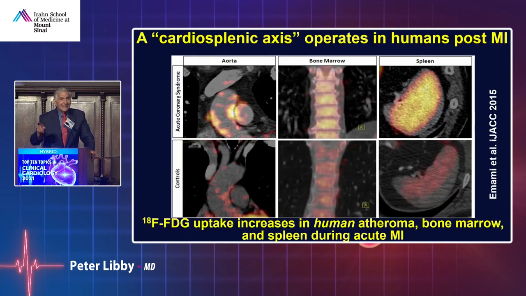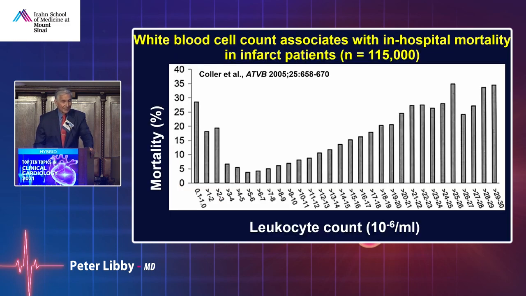But now let's see if that cardiosplenic axis that was delineated in the mouse applies to humans. And this is work to which Ahmed Tawakkol contributed, as well as Matthias and Phil, that shows that after myocardial infarction, acute coronary syndrome in the upper series of images, there is not only increased uptake of fluorodeoxyglucose in the atheroma, the aortic atheroma as you see there, but also in the bone marrow compared to normal in the middle image on the bottom, and also in the spleen. Okay? So this cardiosplenic axis indeed operates in humans following myocardial infarction.